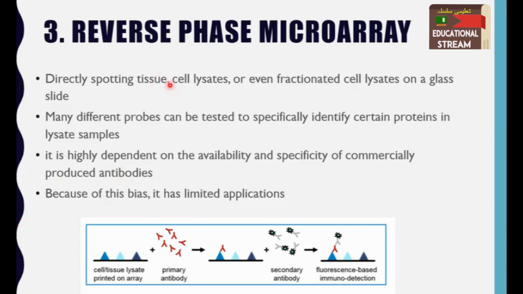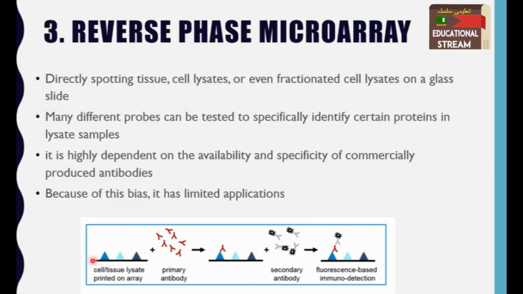Employing the opposite format to classical protein microarray, reverse phase microarray expands the application of this technology. Reverse phase microarray is the third category of protein functional microarray, and this method allows for the analysis of many samples obtained at many different states by directly spotting the tissue, cell lysate, or even the fractions of the cell lysate on a glass slide.